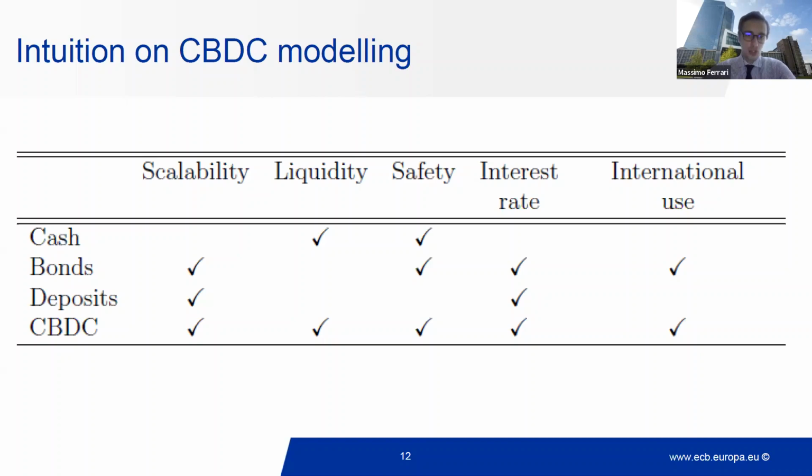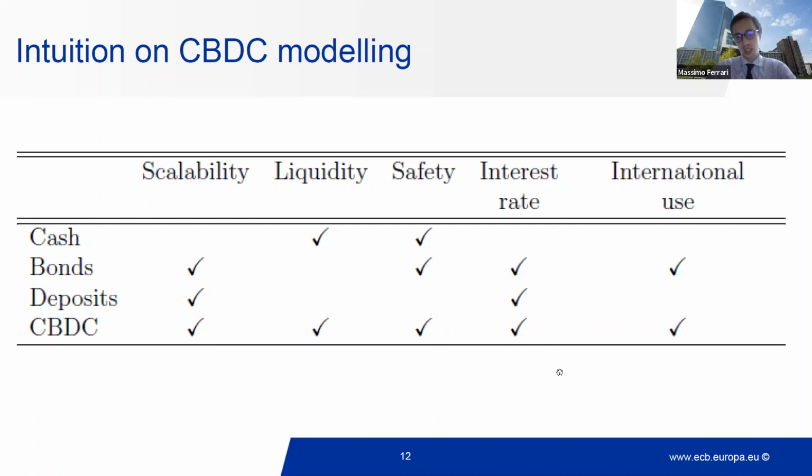Then there are bonds, which are scalable and pay interest. They are also safe, and they can be used internationally. The problem is they are not good for transactions. They cannot be used for payment. Finally, we have deposits, which in this case need to be understood as term deposits. So something that is not used for payment, but it pays an interest rate and is easily scalable. In this model, we restrict and do not allow for cross-country deposits. Arguably, this will not drastically change the key transmission mechanism that I will show later on in the presentation. And finally, there is the CBDC, which combines to various degrees all the characteristics of the previous assets.